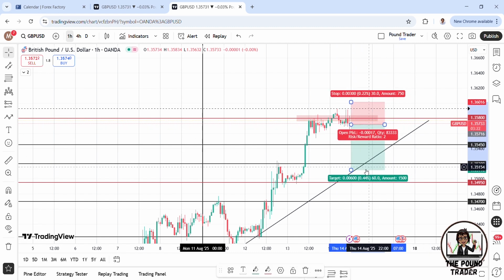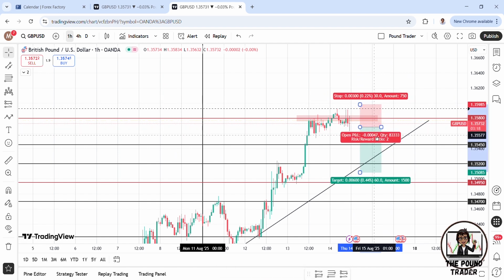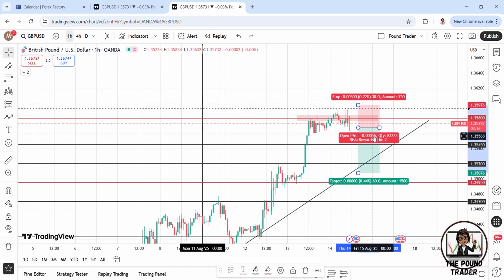So just waiting to see if it'll come back to these levels. This is not a signal, but I don't know what you think. Let me know down in the comments. I think that is it for today.